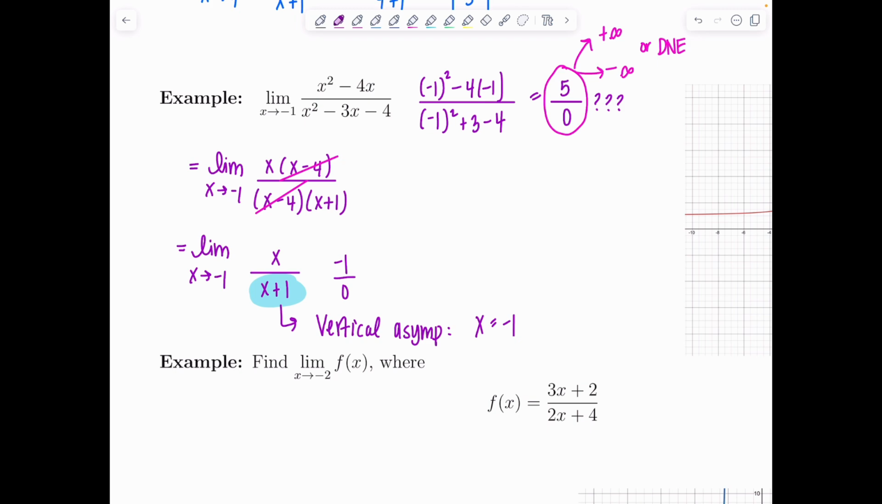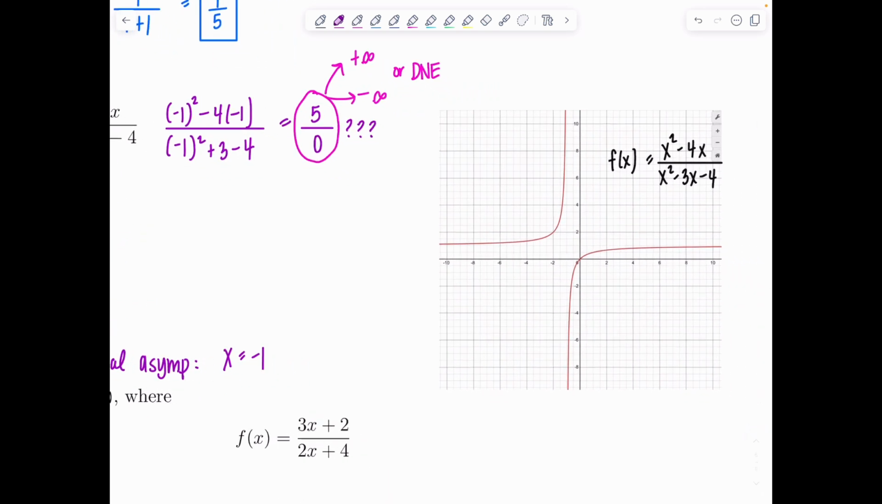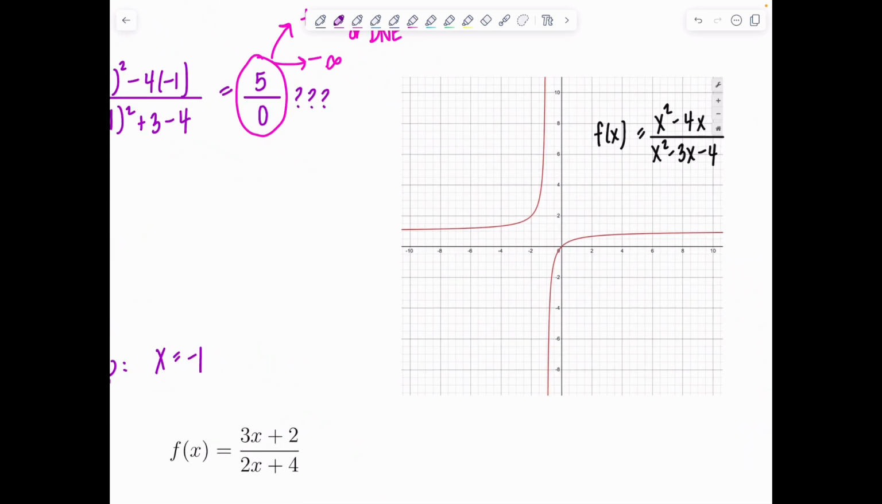So I actually happen to have the graph here of the function x squared minus 4x over x squared minus 3x minus 4. I just got this from desmos.com. Desmos. You can go to their webpage or they have a nice free app, okay? And I plotted the function. Now you can see here, x equals -1. They don't put the vertical asymptote in for you, but there it is.